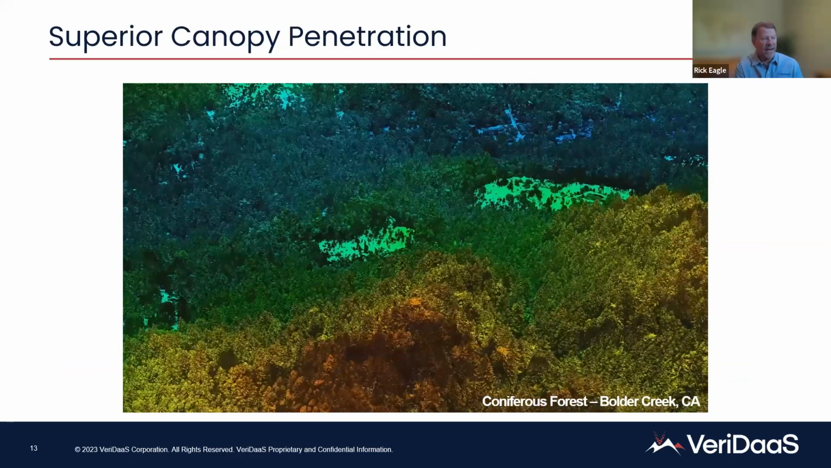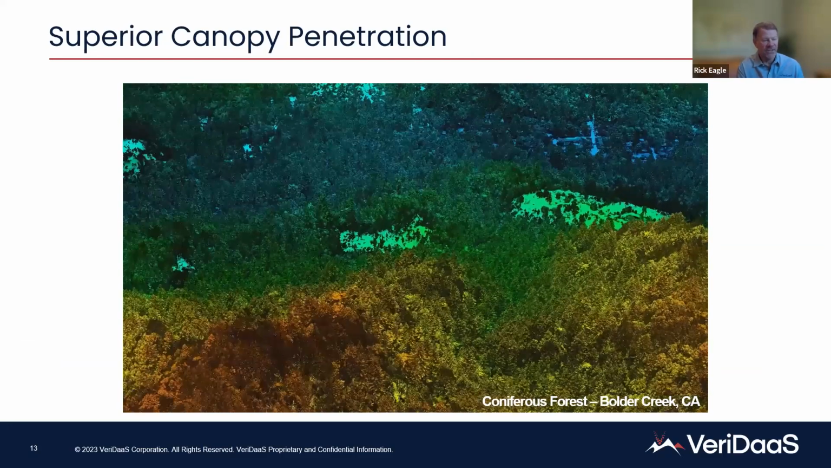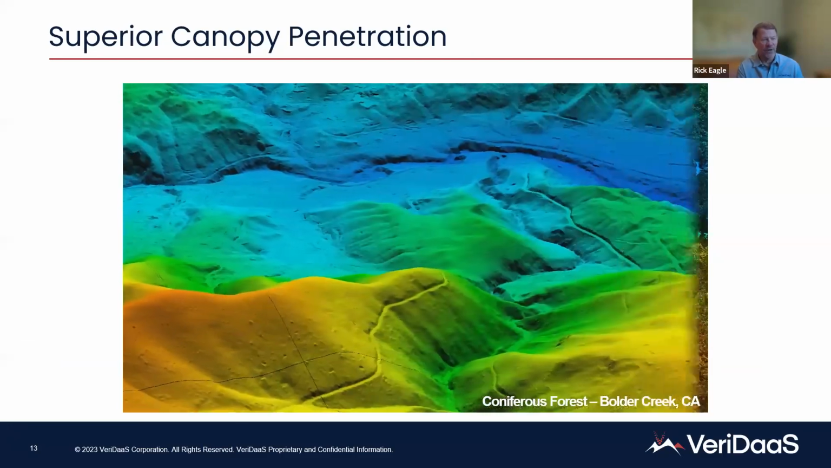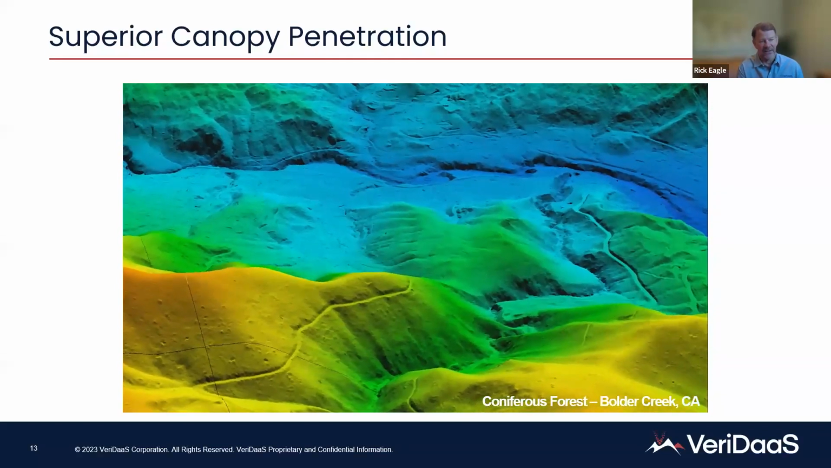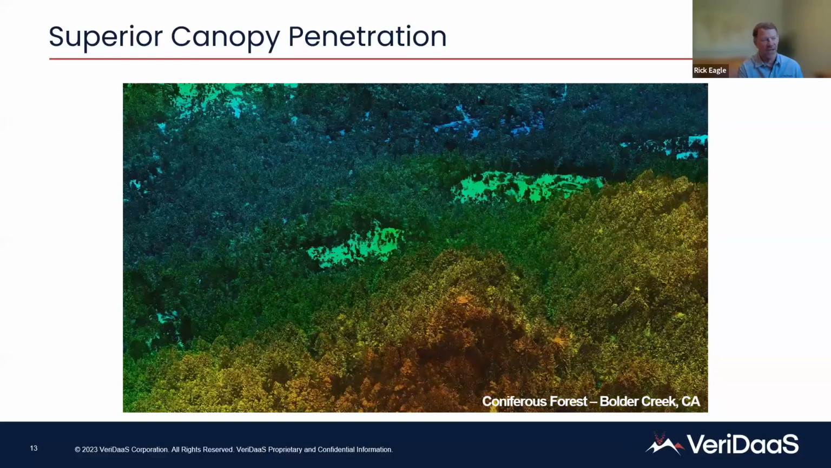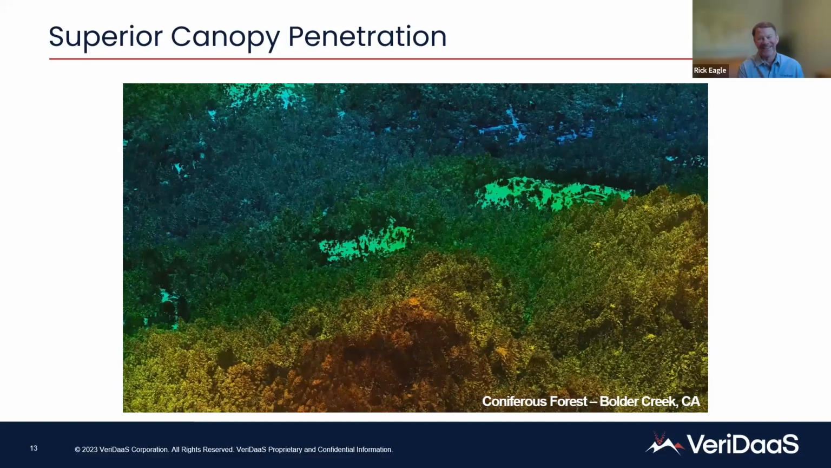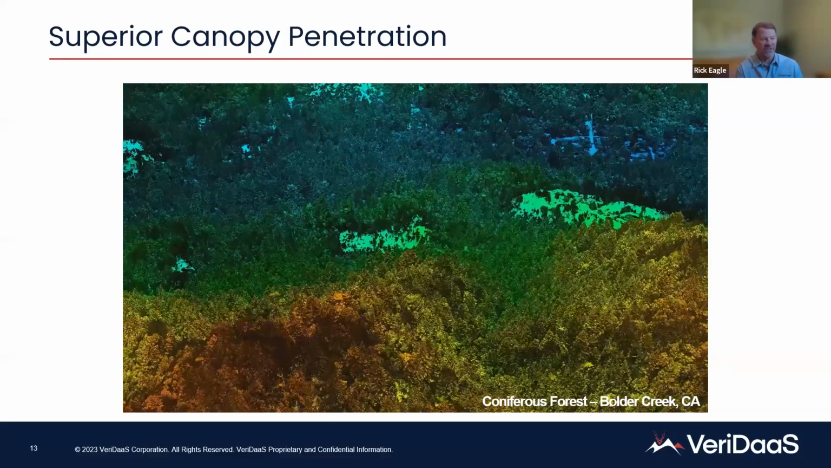So just one last slide here on the foliage penetration. This is an area out in Boulder Creek, California. Those trees that you see, this video repeats. These trees are very tall. They're about 200-foot redwood trees and fairly dense in their structure.